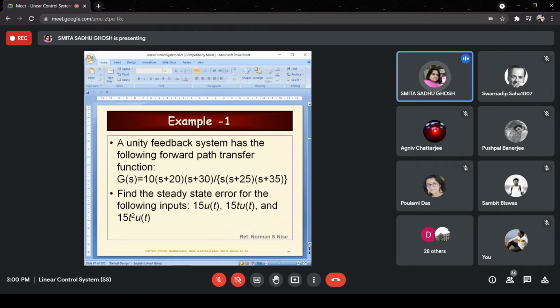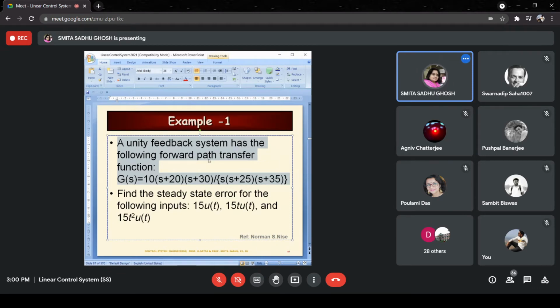Now you have to take out your exercise books and do these along with me. There are three parts to this question, and I would ask you to work them out. Read this out first. This is taken from the book by Norman Nise, as you can see. A unity feedback system has the following forward path transfer function. G(s) is equal to 10 times (s plus 20) times (s plus 30), whole divided by (s plus 25) times (s plus 35). That is your forward path transfer function.